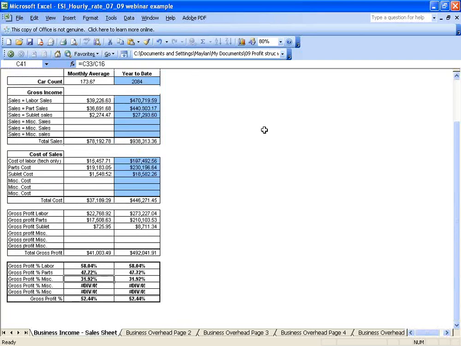So the first thing that you're going to need to do when you get the spreadsheet is input your sales and your cost of goods sold, because these numbers here, as well as your parts profit, are going to be needed on the last page of the spreadsheet.